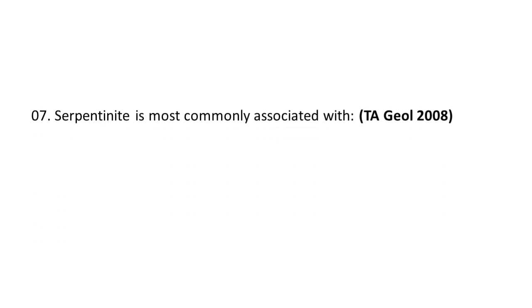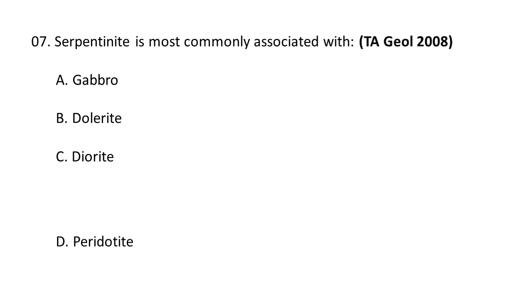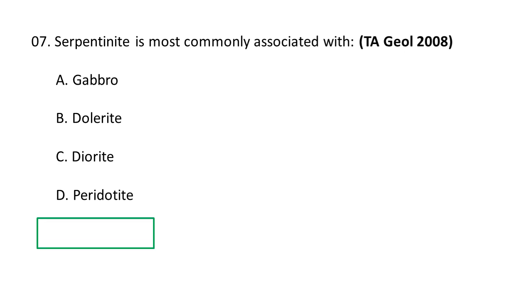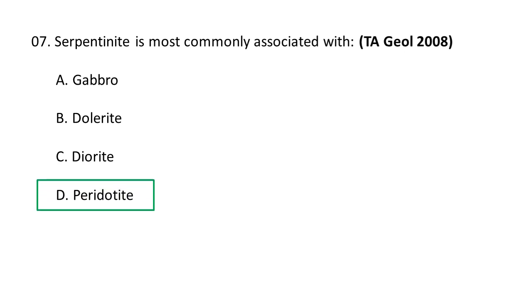Next question, serpentinite is most commonly associated with A. gabbro, B. dolerite, C. diorite, D. peridotite. Serpentinite is most commonly associated with peridotite. So serpentinite is a hydrated version of the peridotite, which is a magnesium rich igneous rock that's common in the upper mantle.